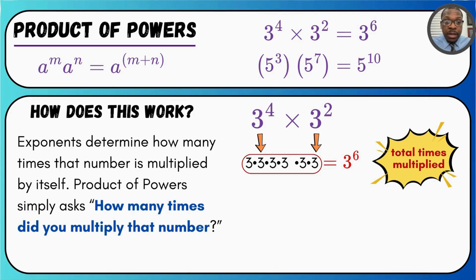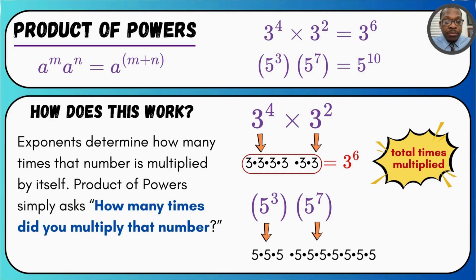And in total, all we're looking at is how many total times did you multiply your number? Okay, let's look at the other example we saw earlier. 5 to the third power means multiply 5 times 5 times 5. But 5 to the seventh, tongue twister, means multiply 5 times 5 times 5 times 5 times 5 times 5 times 5. But altogether, even though my tongue is getting twisted, how many times did you multiply 5? Altogether, you multiplied the 5s 10 different times, 5 to the 10th power.